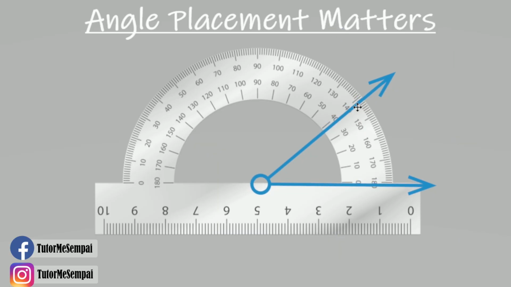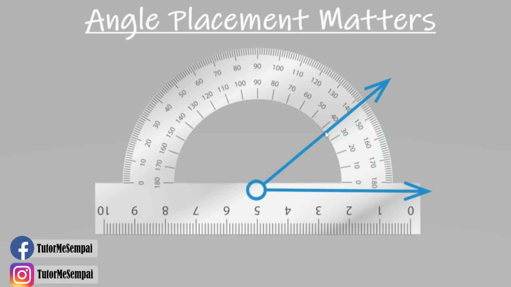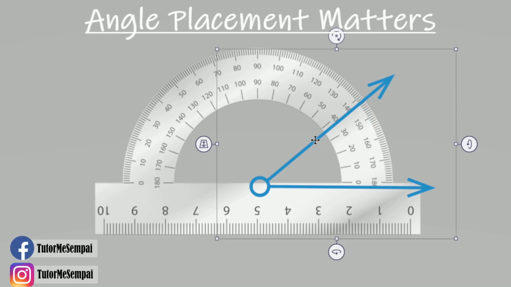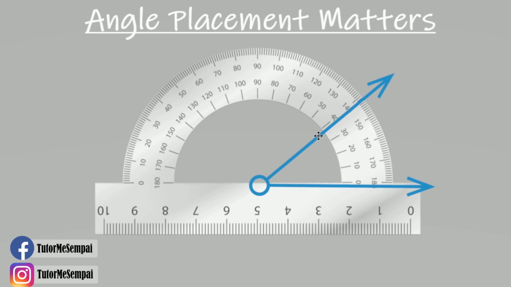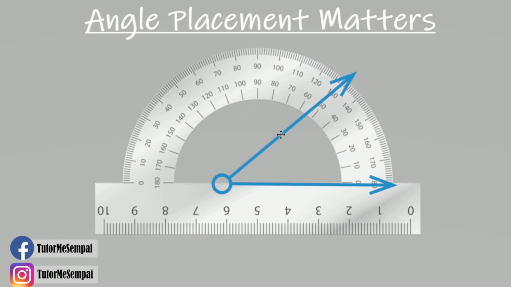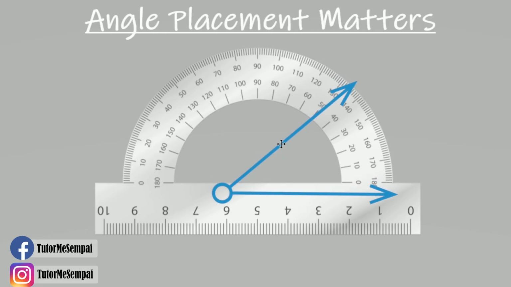When we do that, the line that we are overlapping, the line that we're touching, is going to be parallel with our top ray. And that tells us that that is the angle measurement for our angle. But if we were to move our angle somewhere else on this protractor, the number wouldn't make sense, because the line that we're touching won't be parallel with our top ray.